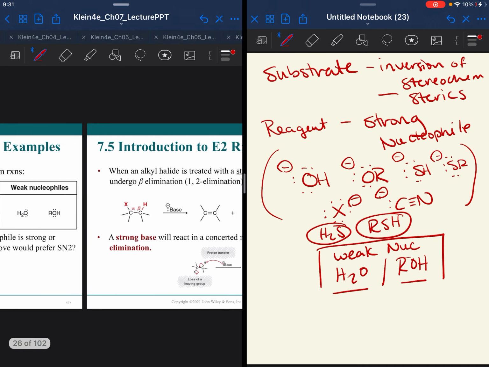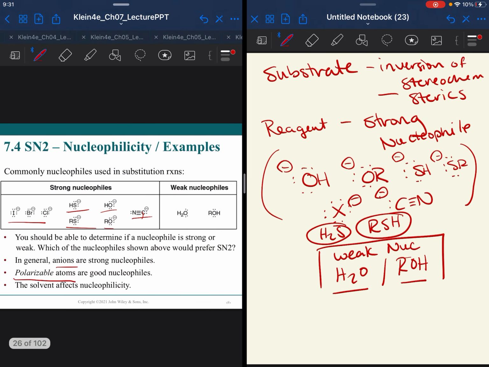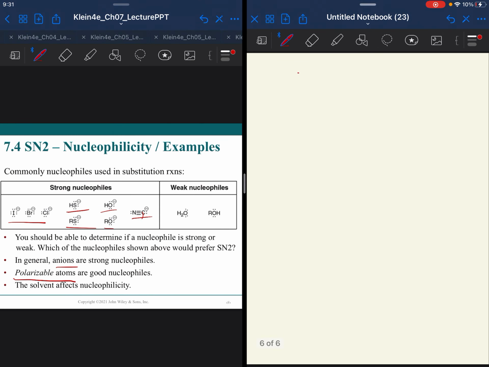Solvent will also affect nucleophilicity. And so since there is not a slide before we go to part 3, we're going to talk about the solvent as well. So for solvent systems, there's 2 different types of solvent. There is protic versus polar aprotic. Okay, so what is the difference?